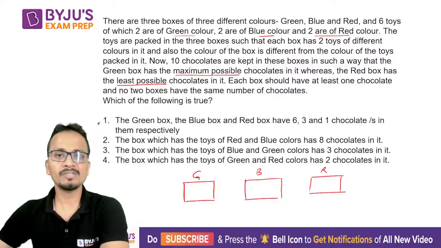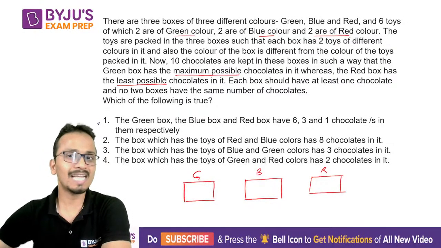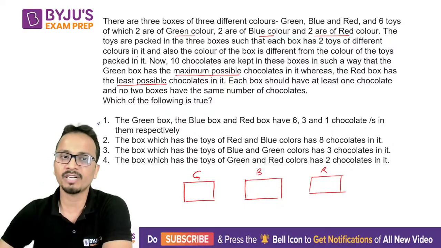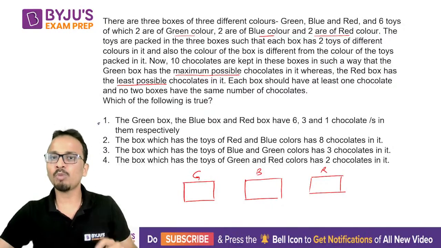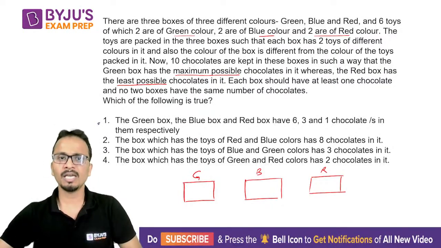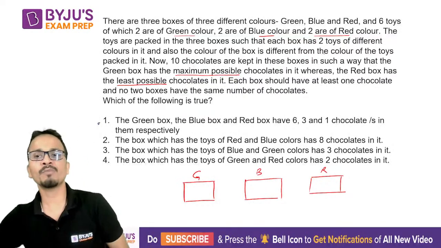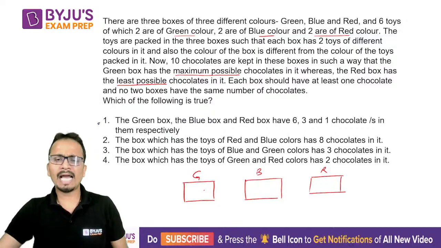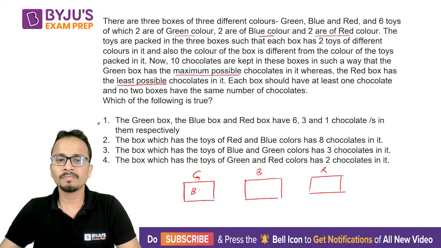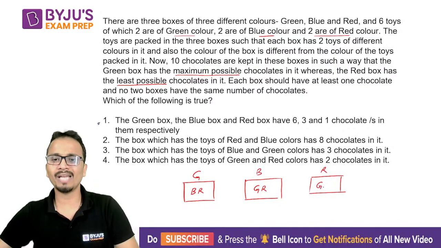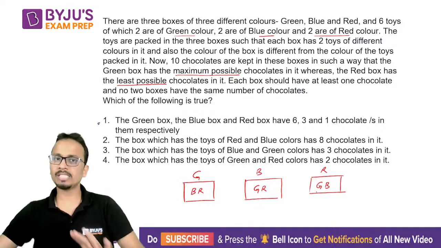The toys are packed in these 3 boxes such that, important, each box has 2 toys of different colors in it. So first of all, both toys in a box should be of different colors. So each box has 2 toys of different colors, and also the color of the box is different from the color of the toys packed in it. So I can say that in the green color box, I will put 1 blue color toy and 1 red color toy. All right. Then in the second box, which is of blue color, I'll put 1 green and 1 red. And in the third box, I'll put 1 green and 1 blue toy. So toys are over now.